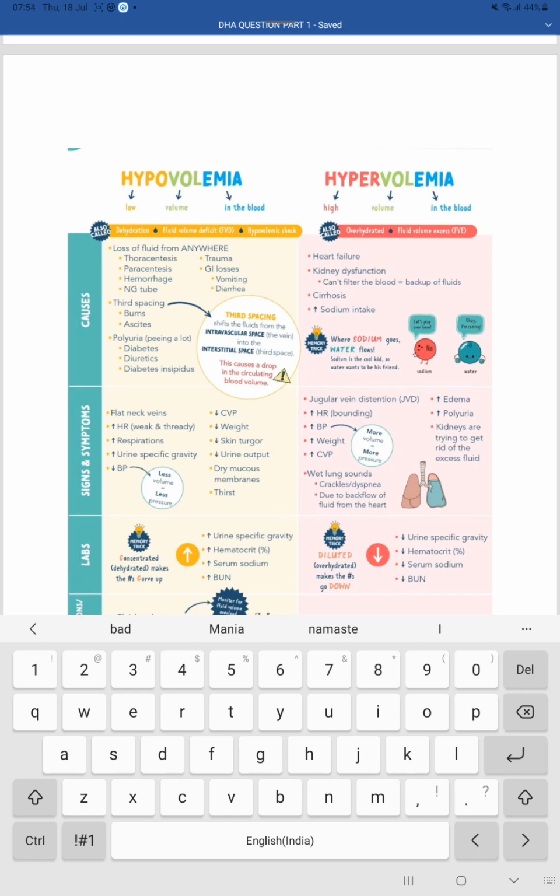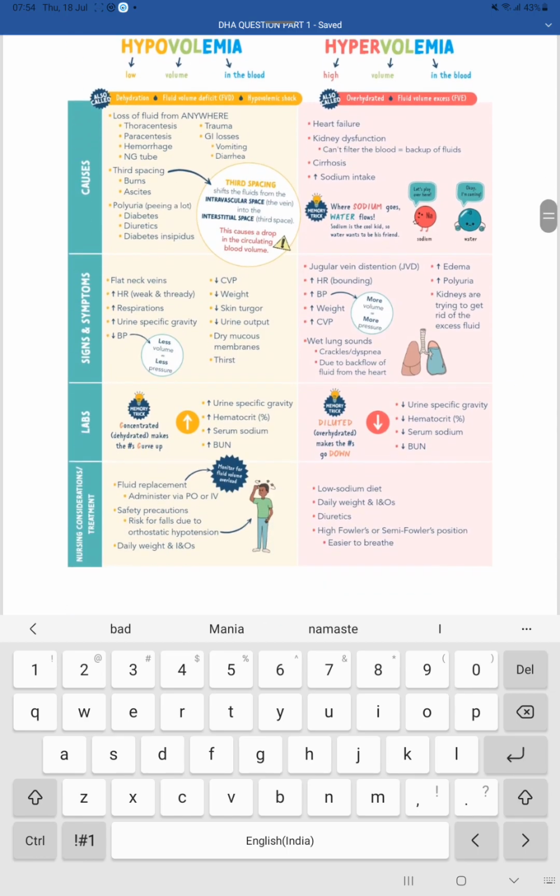With more volume of blood, you will get symptoms like jugular vein distension, a bounding type of pulse, edema, and polyuria, which means overhydrated. Increased skin turgor can be seen in the case of hypervolemia. There is too much fluid, so whatever electrolytes are present will be very low in content, because too much volume of liquid is there. So the concentration will be very low.